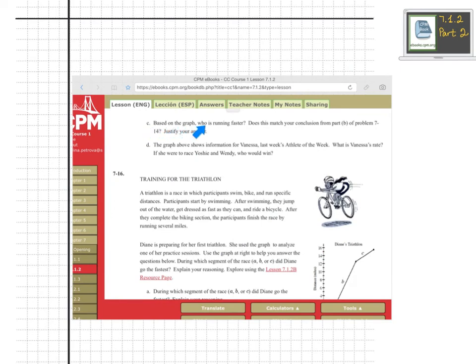Based on the graph, who is running faster? Does this match your conclusion from part B of problem 7-14? Justify your answer. So they're definitely asking us to look to the graph. So you need to look at your notebook and who is running faster. We also have the data from our ratio of who is faster. So look at that and let's justify our answer.